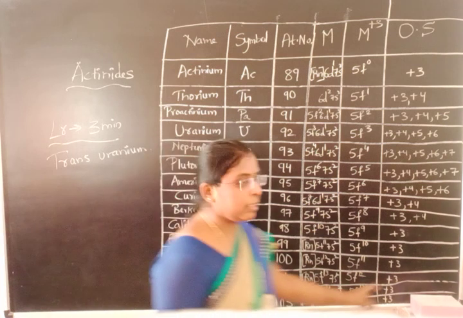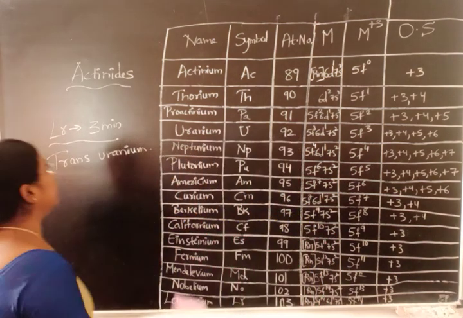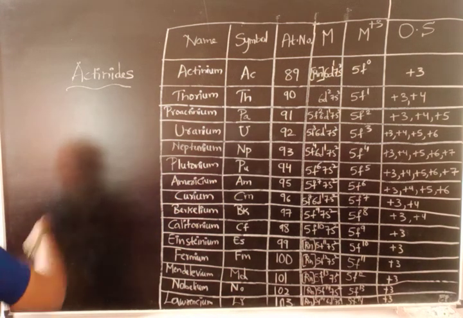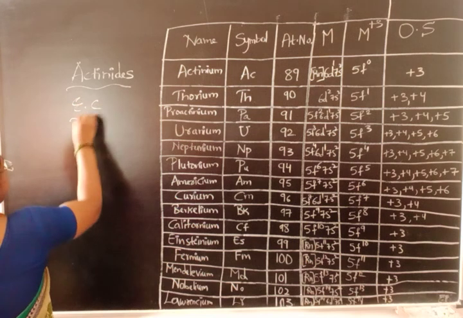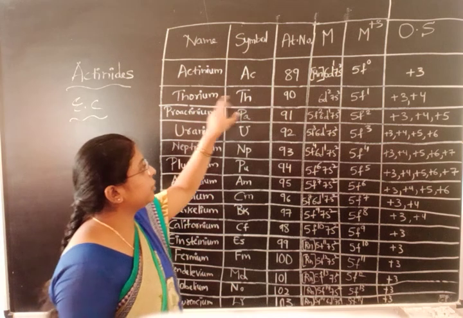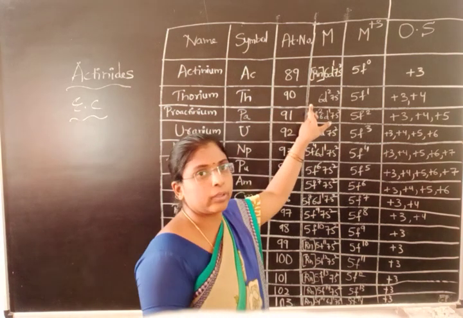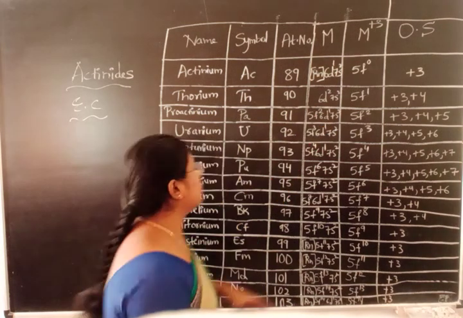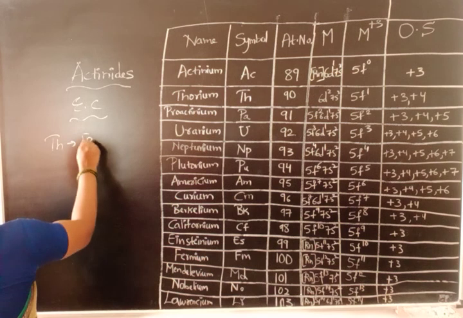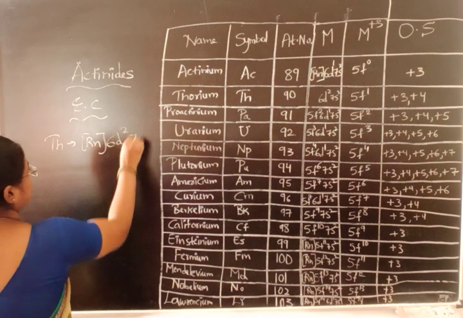Let us study their general characteristics. In general characteristics, first comes the electronic configuration. The element thorium, with atomic number 90, has in its ground state the radon noble gas configuration, 6d2 7s2.